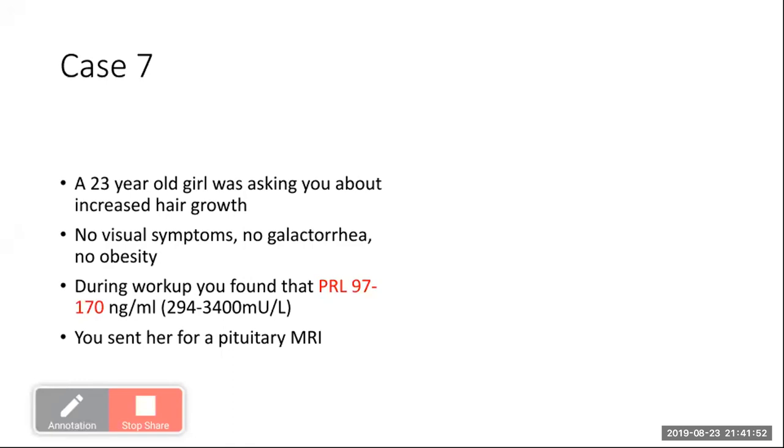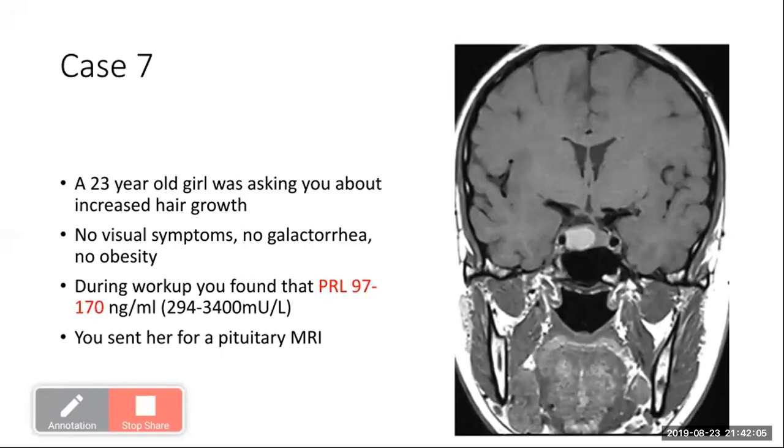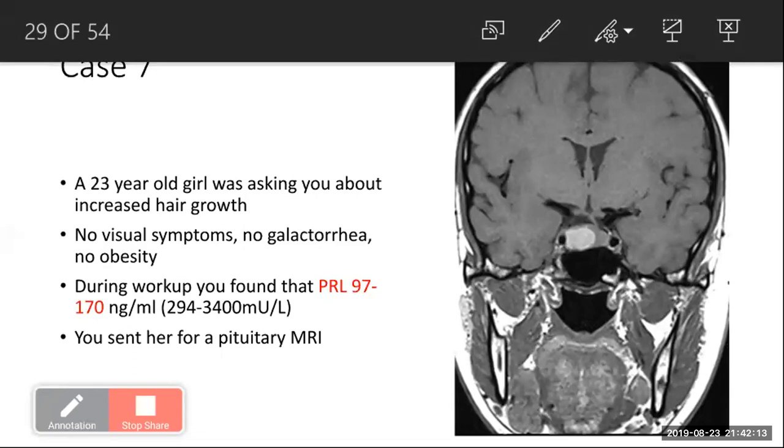In the seventh case, a 23-year-old girl was asking about increasing hair growth, no visual symptoms, no galactorrhea, no obesity. During workup, you found that prolactin is 97 to 170 nanogram per milliliter. You sent for pituitary MRI, and you see this. I want a description for this lesion, please. This is a pituitary macroadenoma extending to the internal carotid.